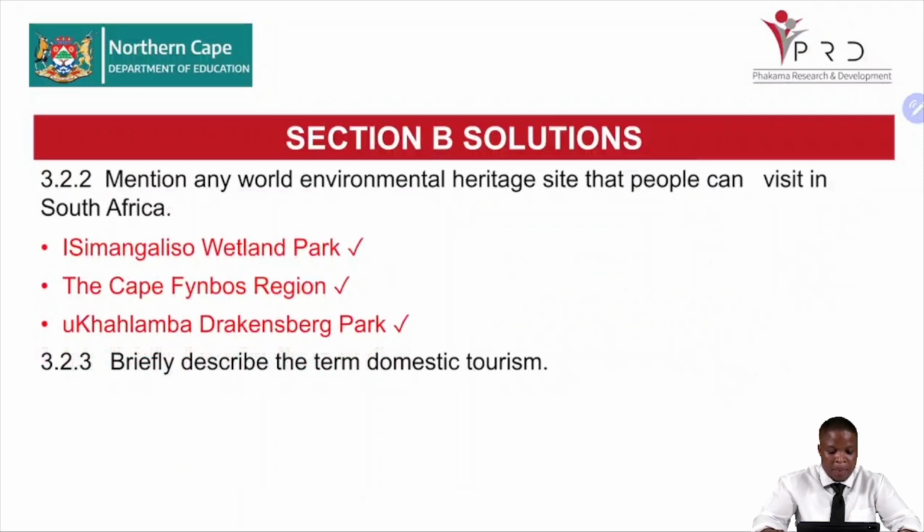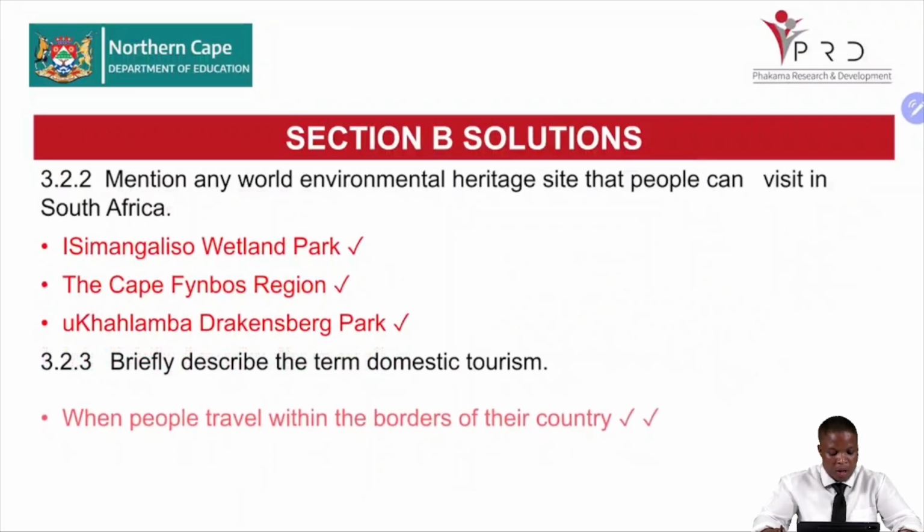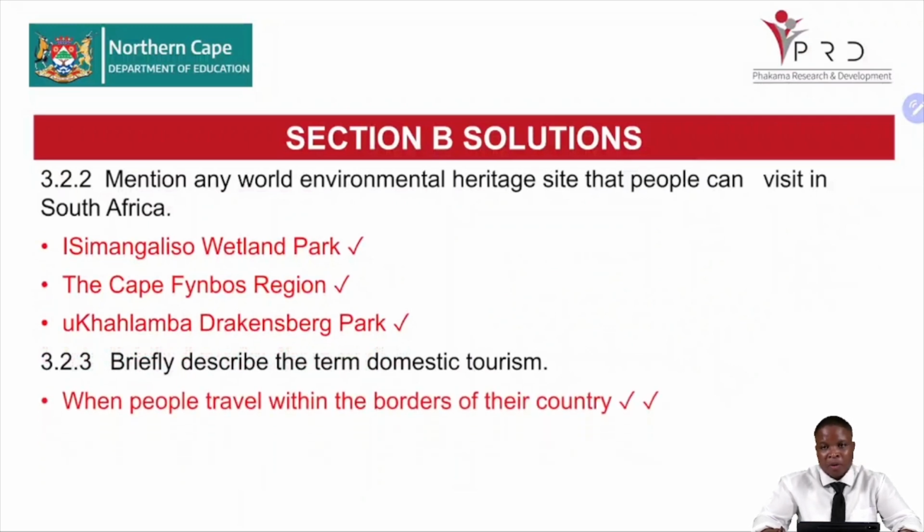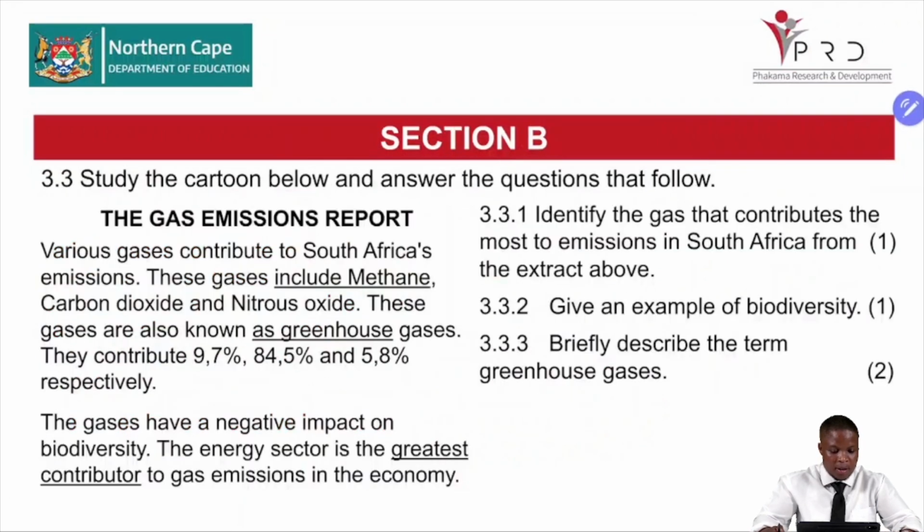3.2.3, briefly describe the term domestic tourism. When people travel within the borders of their country. International tourism is outside the borders of the country, and then you have inbound, those who are coming in, and outbound, when you go visit somewhere else. Right, let's go to 3.3. So you're going to look at the extract and answer the questions.